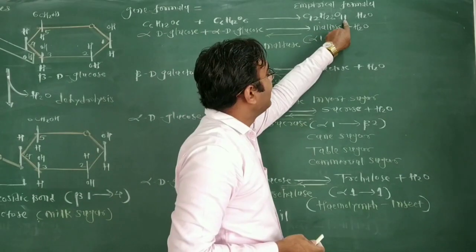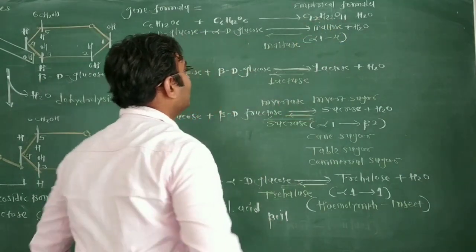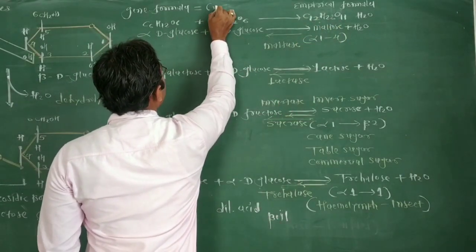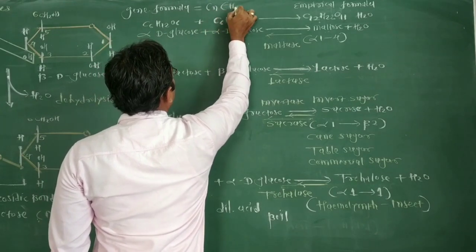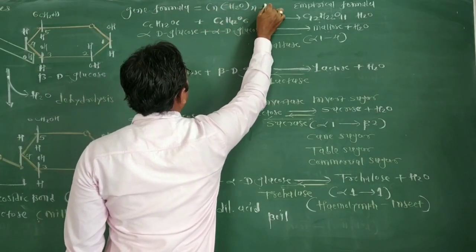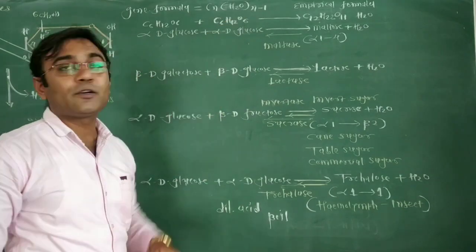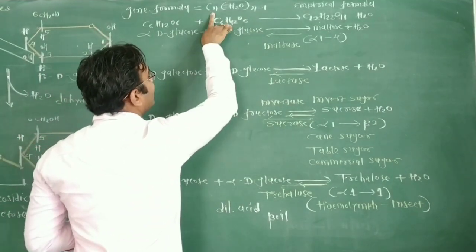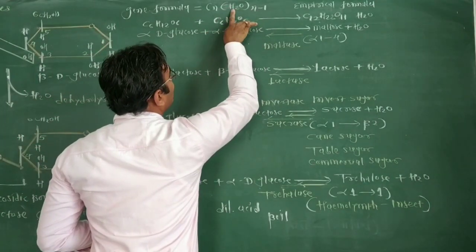And oxygen is one number less than that of carbon. So, CnH2nOn-1. Now take n equal to 12. So 12 here, 11 here, 22, 11.